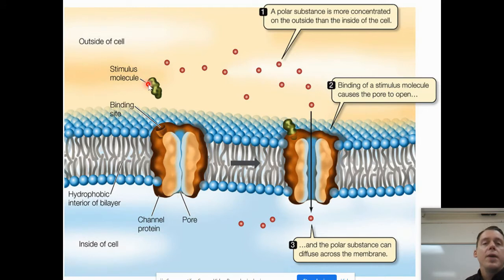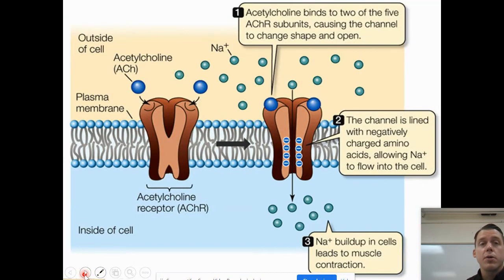So here we have a ligand. It attaches to the binding site. It's going to open that channel, and now these ions can diffuse. Remember, this is passive. They can diffuse through and get into the cell. This is actually one of the ways that our nerves work.